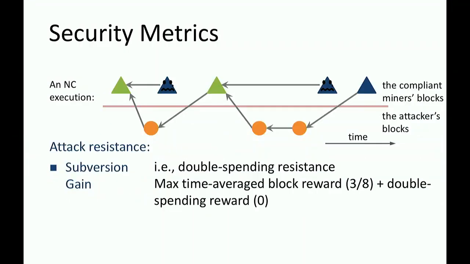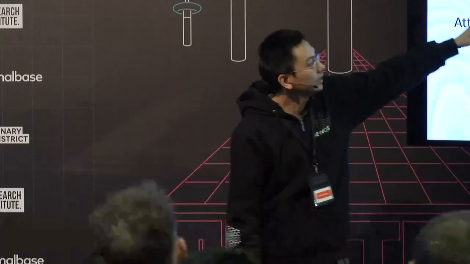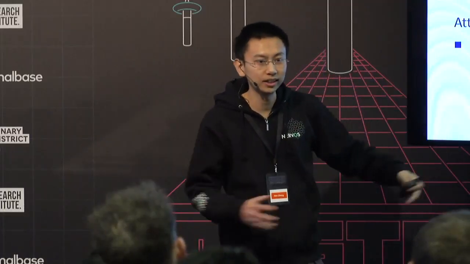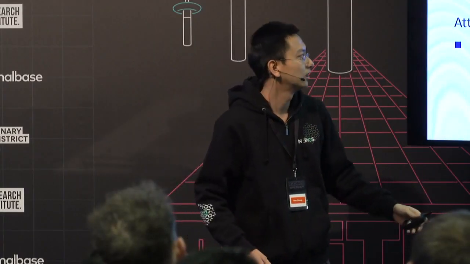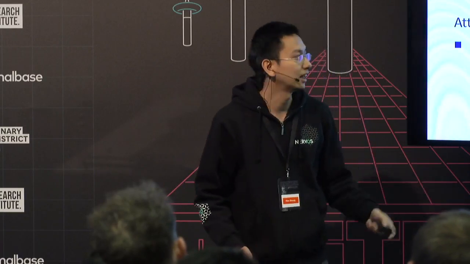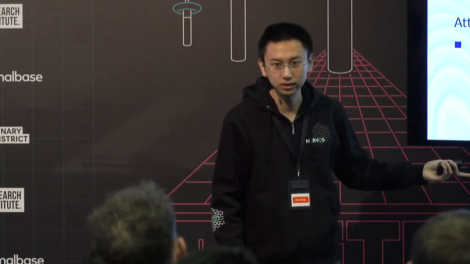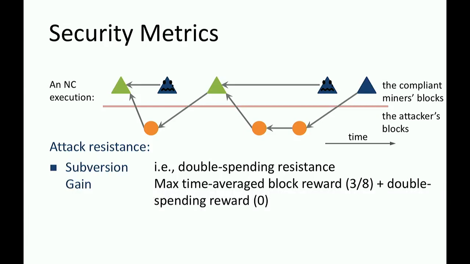And the third metric, which is another attack resistance metric, is called subversion gain, which measures double spending resistance. It is defined as the max time average block reward plus the double spending reward. So in this case, if we assume that each block is found every 10 minutes, there are 8 blocks altogether, so there are 80 minutes altogether. So for every 10 minutes, the attacker gets 3 blocks out of the 8 blocks. Is that clear?